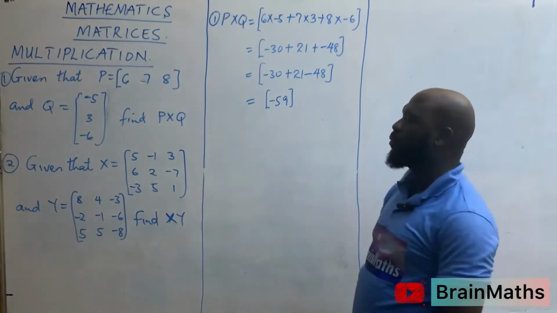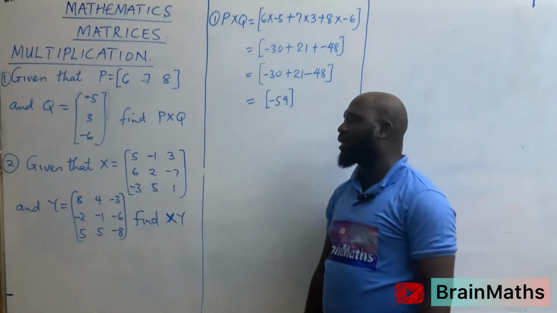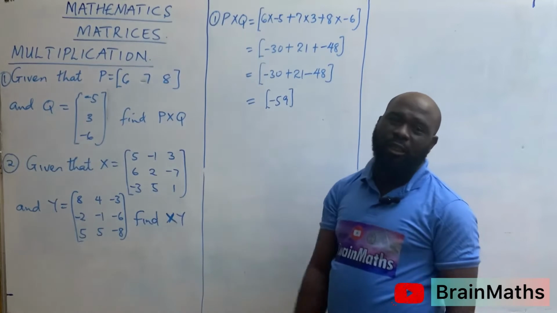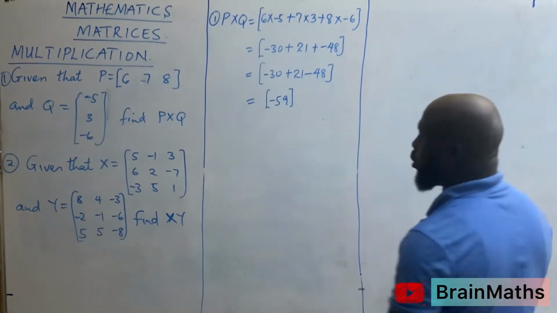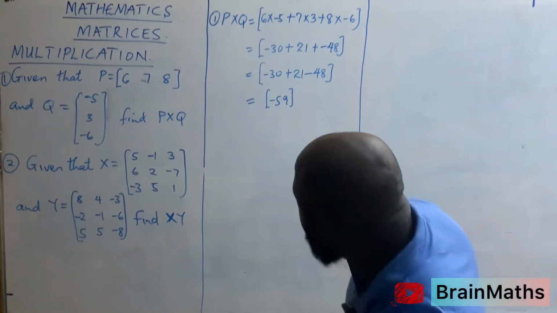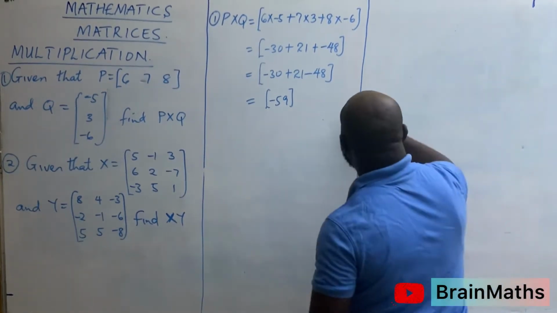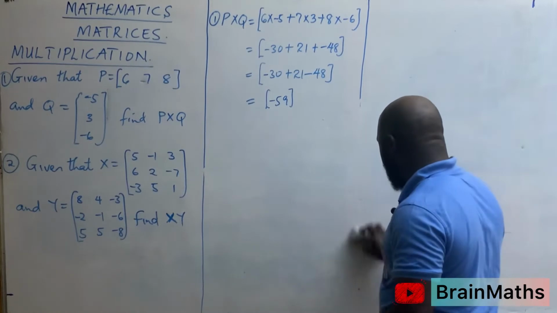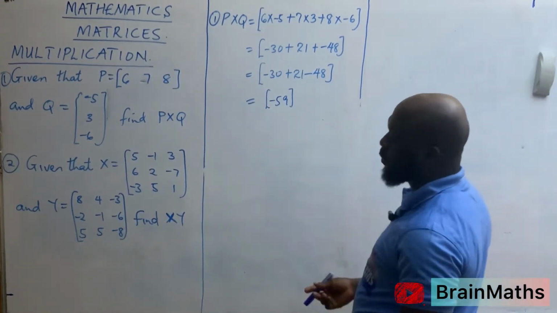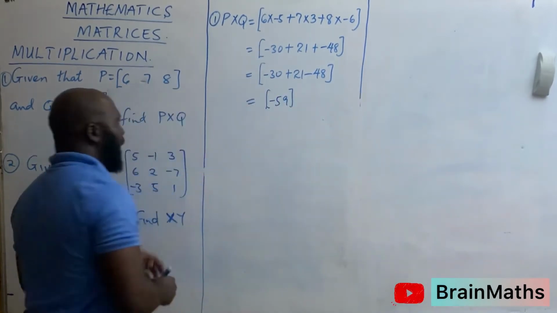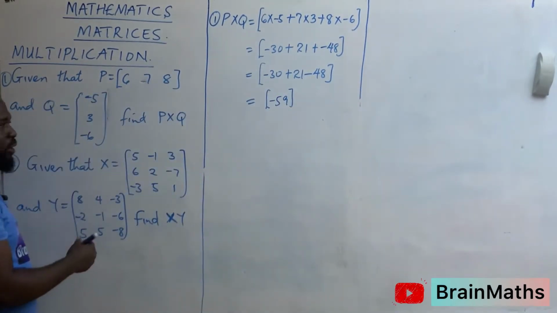So the second one is a 3 by 3 matrix multiplying another 3 by 3 matrix. So in the second one, we have to take our time in the mapping so that we will not map wrongly, and then we will be able to solve them out correctly. So let's start with the multiplication of the two.